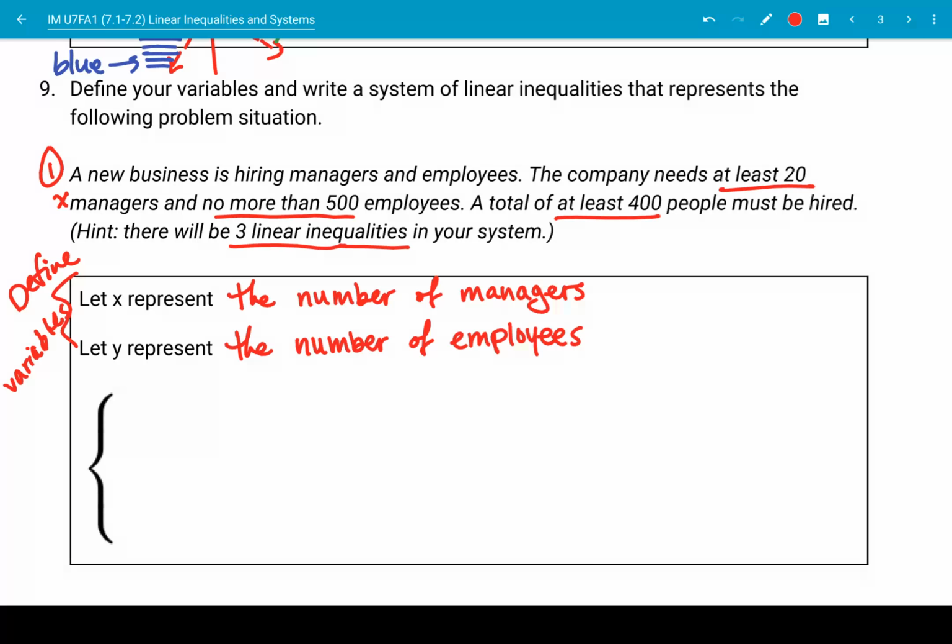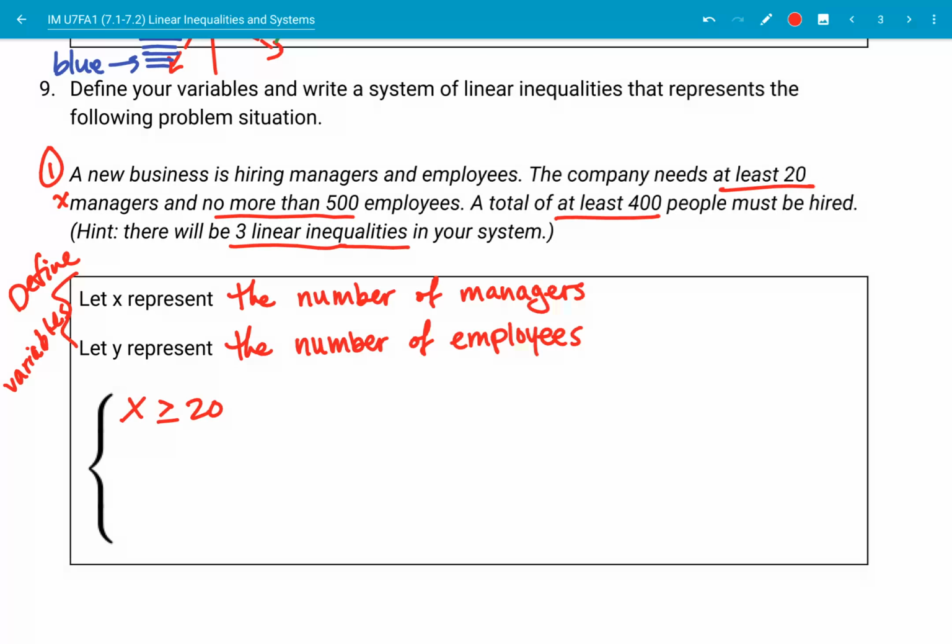So I need to write 3 inequalities. Let's look at the first piece of information. The company needs at least 20 managers. So we need 20 or more. That means I want x to be greater than or equal to 20. Then I want no more than 500 employees, which means I want 500 or less. So I want y to be less than or equal to 500.